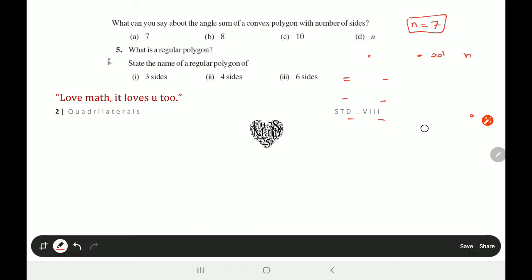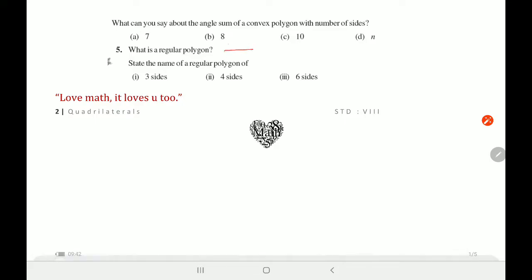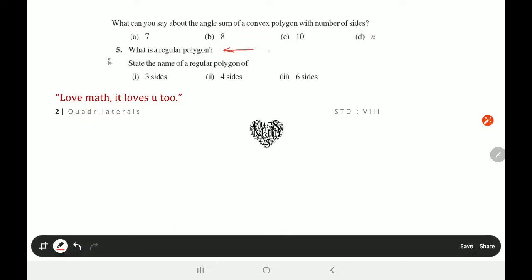Next, what is a regular polygon? A regular polygon is one whose all sides and all angles are equal. So I repeat the definition. Here I will tell you about the rhombus as well. Understand? A regular polygon is a polygon whose all sides and all angles are equal. Okay, so that is called a regular polygon. You can easily write that. State the name of a regular polygon.